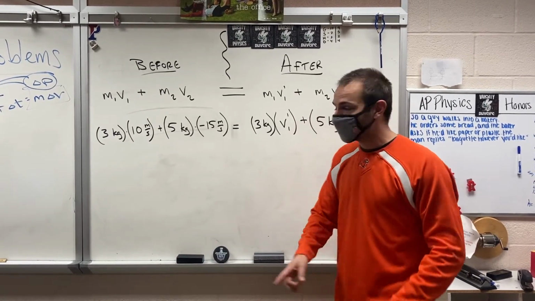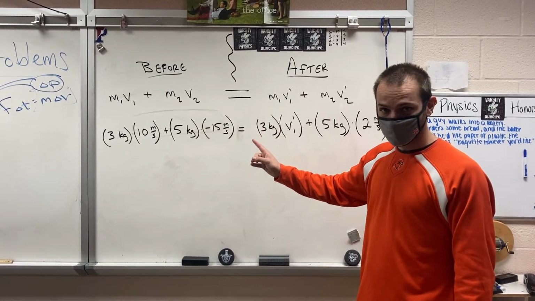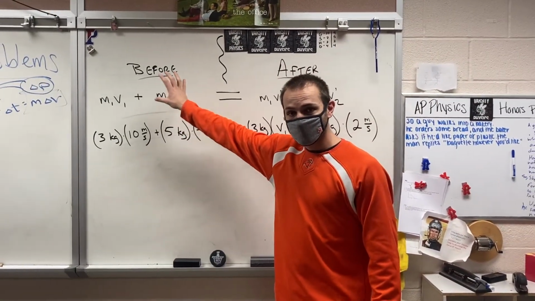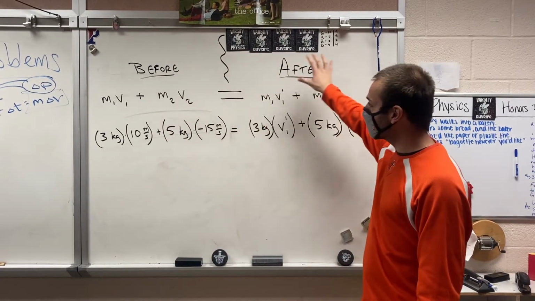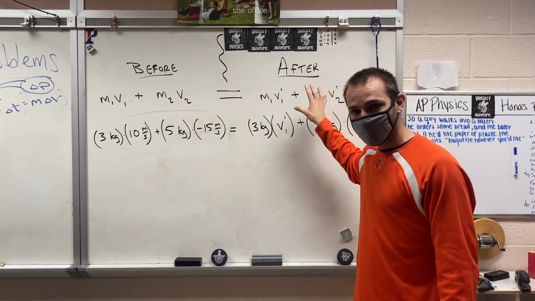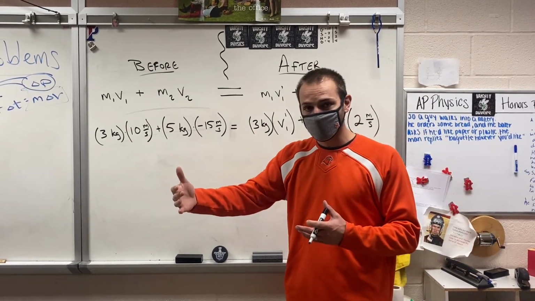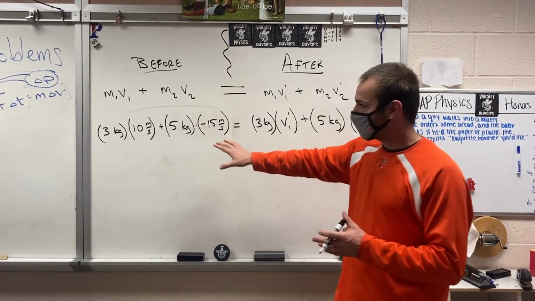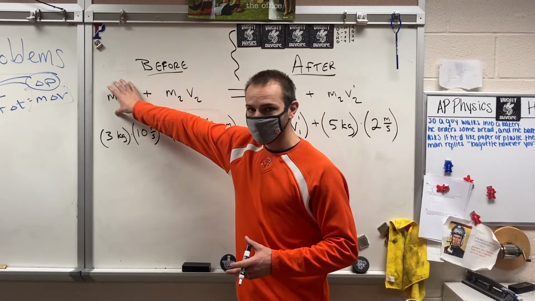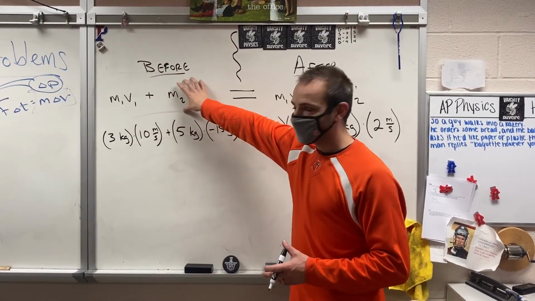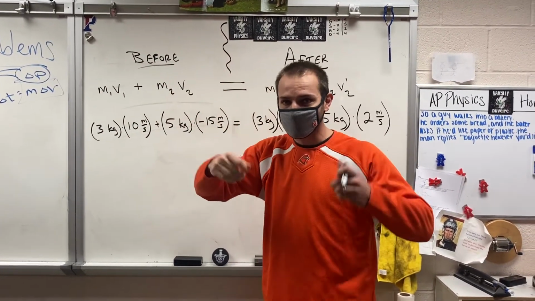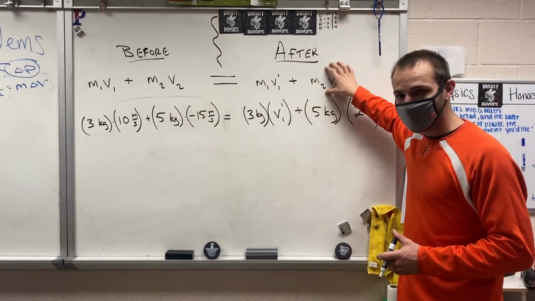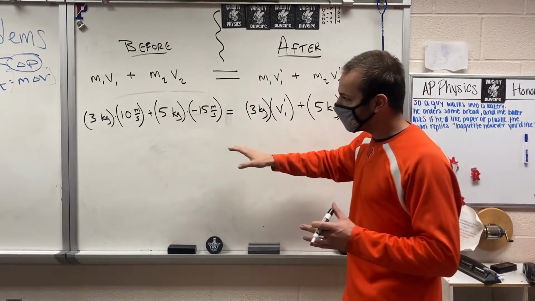Now, we want to look at the conservation of momentum. As Mr. Hosler said, the momentum of both objects before the collision has to equal the momentum of both objects after the collision. So the momentum lost by one object has to be equal to the momentum gained by the other. Here we have the momentum of the first ball plus the momentum of the second ball before they hit, equal to the momentum of the first ball plus the momentum of the second ball after they hit. So we set it up with our numbers.